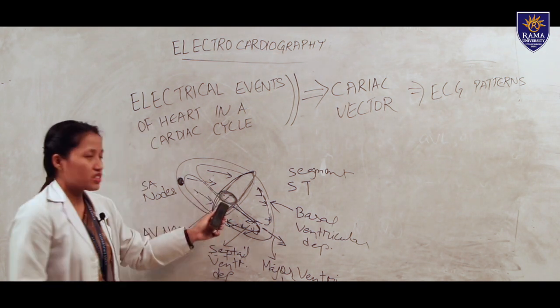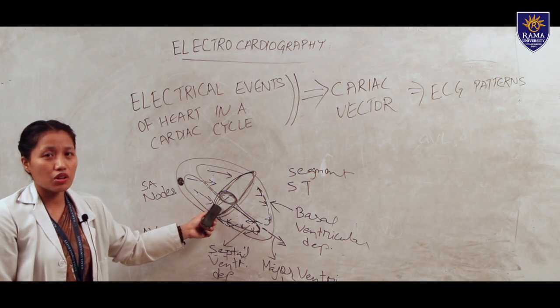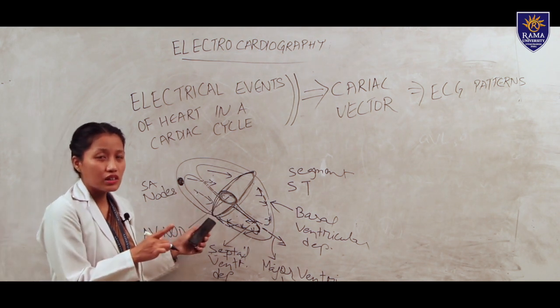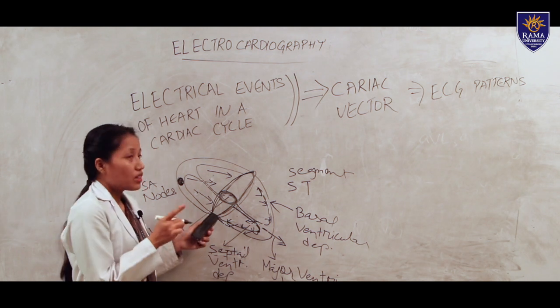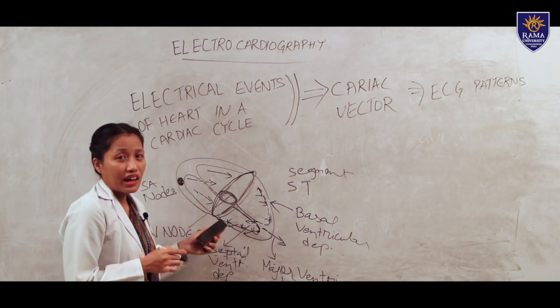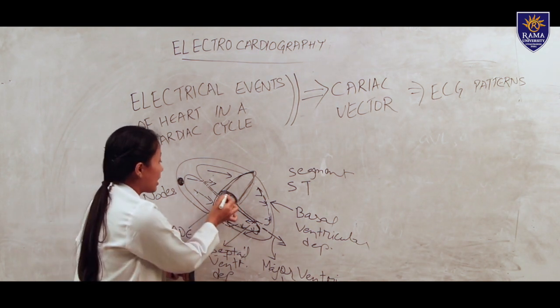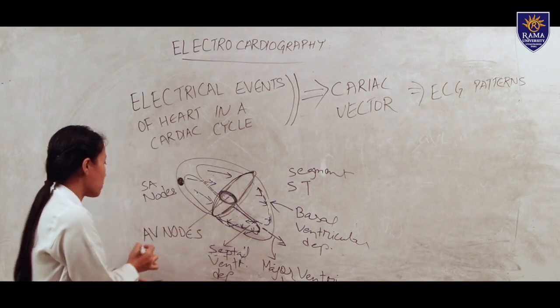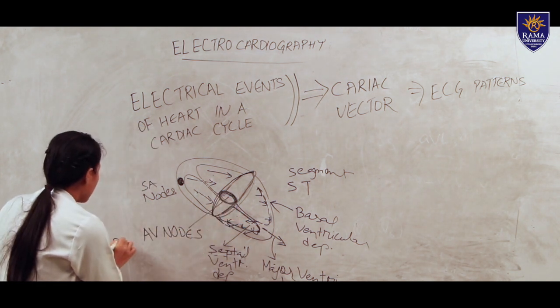Here the AV node is a very slow conductor. Because of that, the needle cannot fluctuate. So it will form an isoelectric line. This isoelectric line is known as the PR segment.